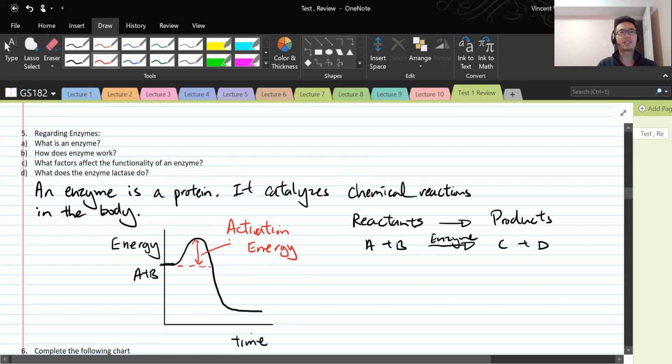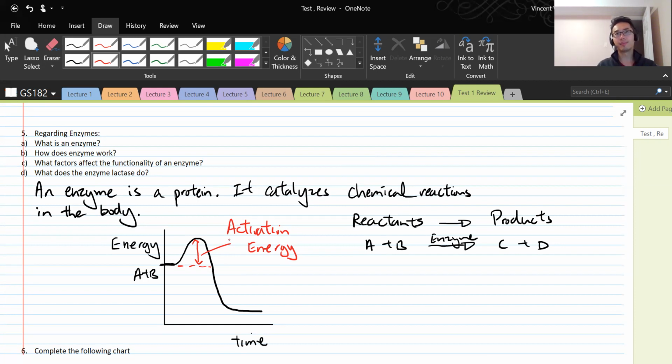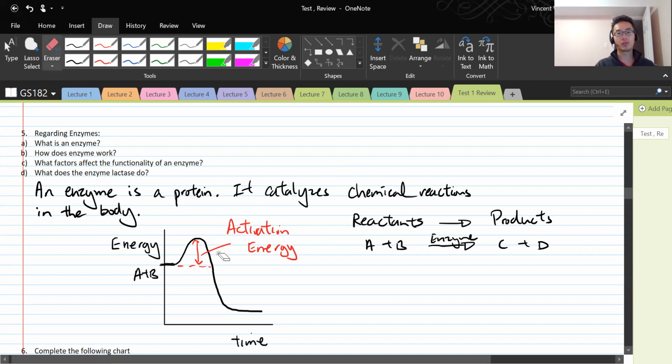Okay, think of this as opening an investment account or something. You might have to pay an upfront administrative fee in order to open the account, and then you can use it to invest and make money. So that's the amount of energy required to kickstart the reaction. Okay, now this is without enzyme.